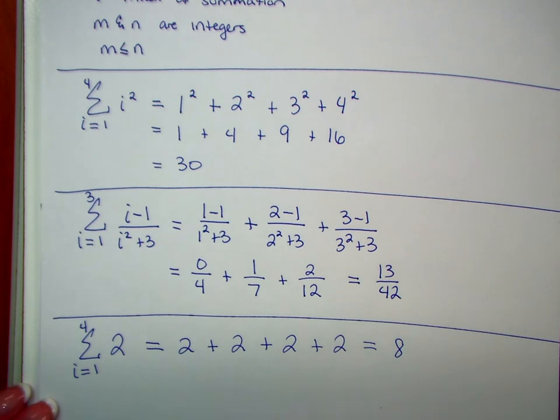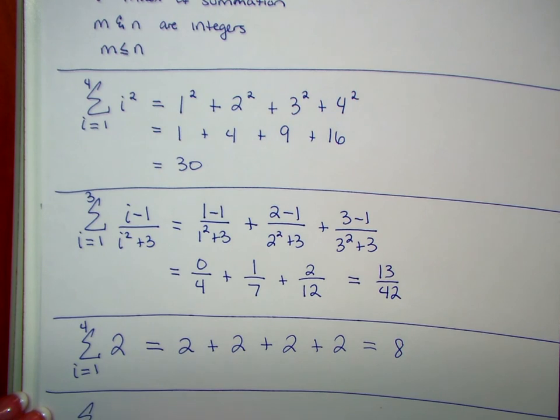All right. So then let's look at the summation from i equals 1 to 4 of 2i. Oops, sorry.